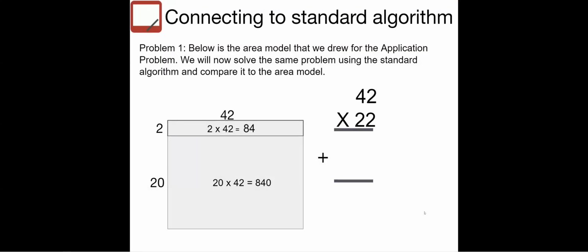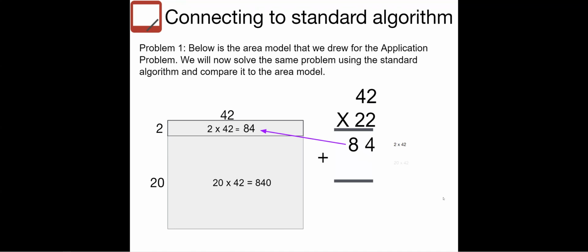So we're going to connect what we just did to the standard algorithm. The first thing we would multiply would be 2 times 42. We start in the ones place. 2 times 2 is 4, and put the 4 down underneath the ones place. And then we would multiply 2 times the tens place, which is 40. 2 times 4 is 8. So we have 84, and that's the same as we got there.